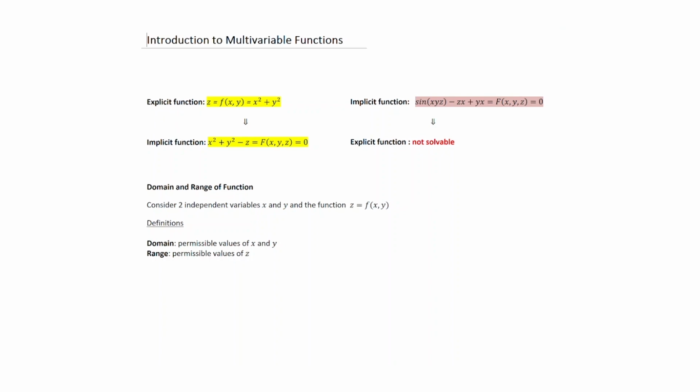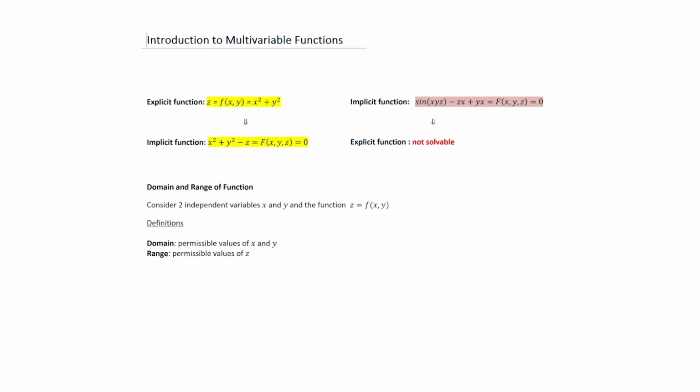Next thing we would look at is what we mean by the domain and range of a function. And again, we're only dealing with two independent variables, x and y, and some function z equals f of x, y. So the two definitions are what we mean by domain and what we mean by range. A domain is the permissible values of x and y. And that generally will be values of x and y that are not problematic, as will be shown in the examples to follow. And range are the permissible values of z if you put in all the permissible values of x and y.